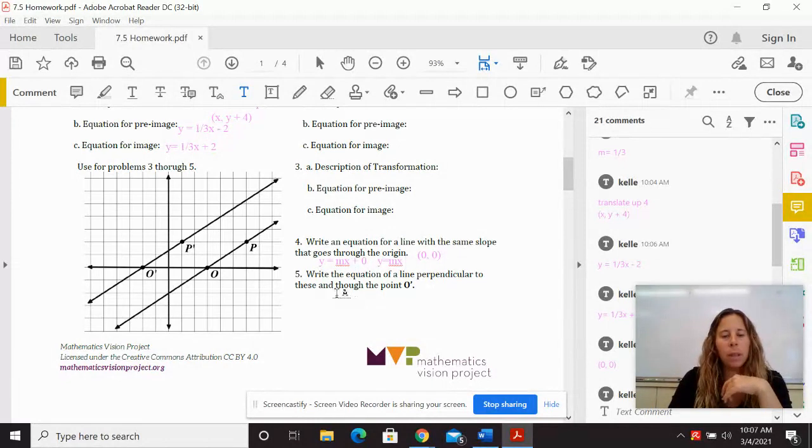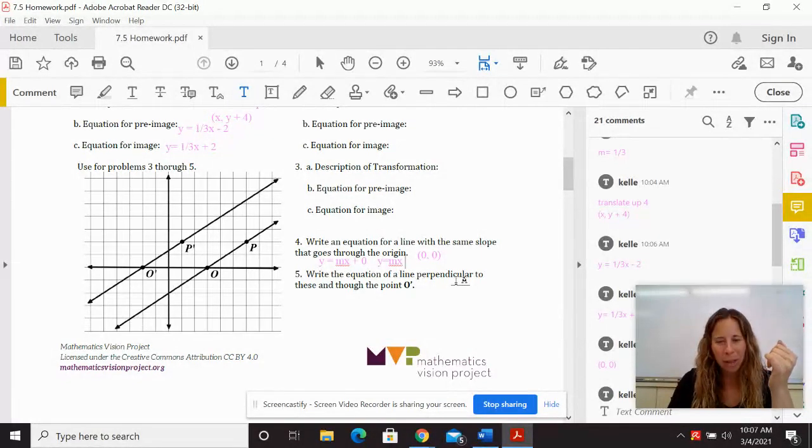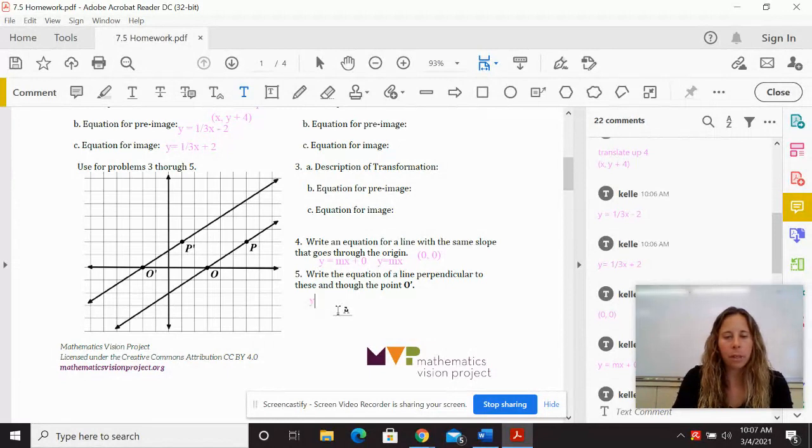All right. Number 5. Write the equation of a line perpendicular to these. So perpendicular, you're going to have to flip and switch your slope, and it goes through the point O prime. So that's over here. So use point slope form for this. So y equals mx minus, well, you don't have to. I would. x minus x1.